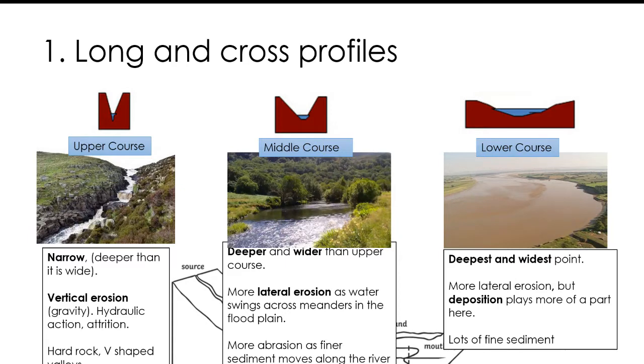And that will continue into the lower course, where you have got the deepest and widest river, because all of those vertical and lateral erosion processes have continued. There's more water because you've got water joining from lots of tributaries to join into the main river. So this is going to be the widest and deepest cross profile.